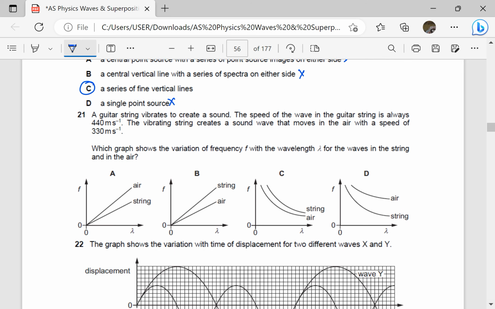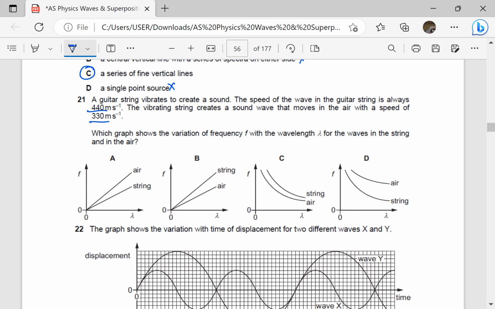The guitar string vibrates to create a sound. The speed of the wave in the guitar string is always 440 meters per second. The vibrating string creates a sound wave that moves in the air with a speed of 330 meters per second. So you see that the speed in the string itself is greater than the speed of sound.